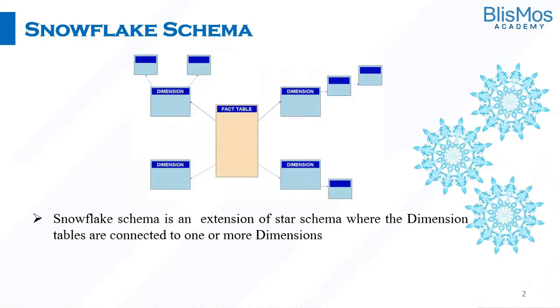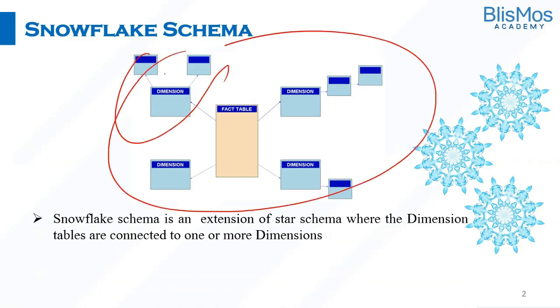What is snowflake schema then? Snowflake schema is an extension of a star schema where multiple dimension tables surround a fact table. Dimension table 1, dimension table 2, and all those things. What is the necessity to call it a snowflake schema? That's because it almost resembles a snowflake.